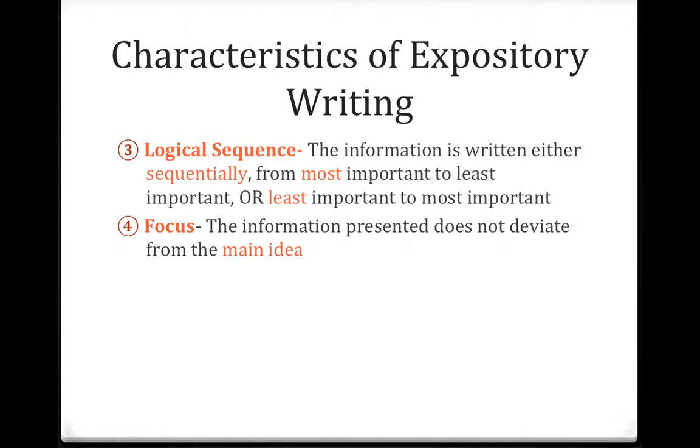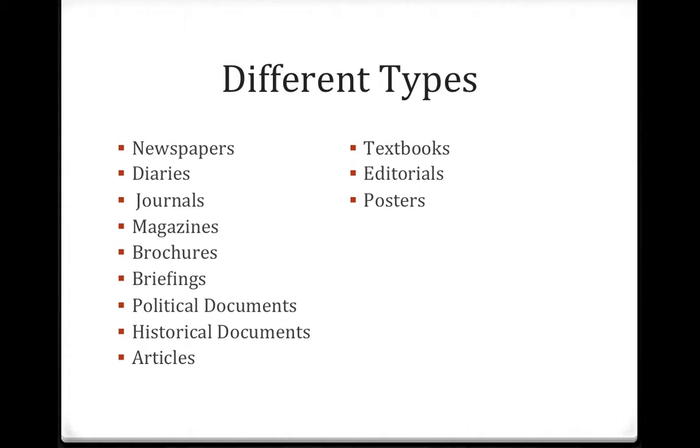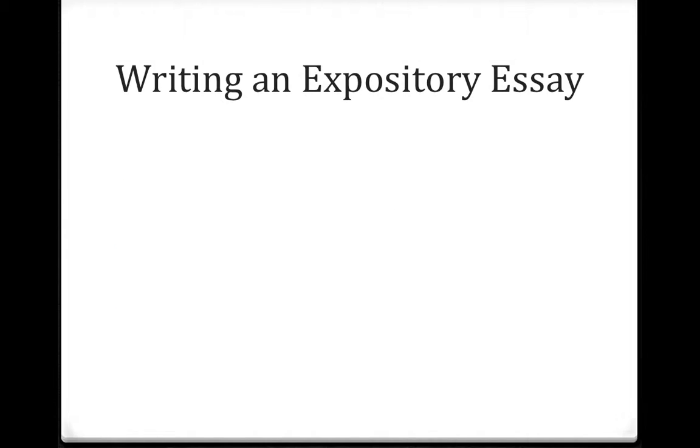Lastly, it's extremely focused. It doesn't deviate, meaning to go away from. It doesn't deviate from the main idea, so it should always be focused on the main idea and what the purpose is. There are many different types, so as you see here, all of these are expository writings: newspapers, diaries, journals, magazines, brochures, briefings, political and historical documents, articles, textbooks, editorials, posters. They are all different types. We're going to write something in between an article and an editorial. We're just going to be writing a basic expository essay about water in Sudan.